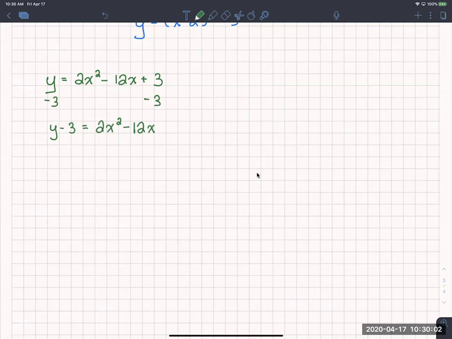Now, step 2, this is what's important. The left side stays the way it is. The right side, we have to factor out a 2, the leading coefficient, which in this case is 2. When you factor out a 2, 2x squared divided by 2 is just x squared. -12x divided by 2 is -6x.